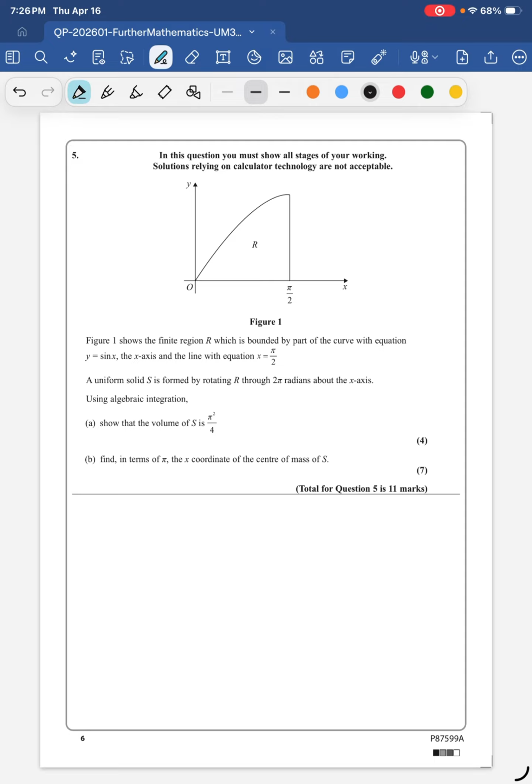Okay, figure 1 shows the finite region R, which is bounded by part of the curve with equation y equals sine x, the x-axis, and the line with equation x is equal to pi over 2. A uniform solid S is formed by rotating R through 2 pi radians about the x-axis. So we get a surface of revolution and also a solid of revolution, I guess. This is how it's called, which is going to be something that looks like a cone, but not a cone, really. Okay. Using algebraic integration, question A, show that the volume of S is pi squared over 4.